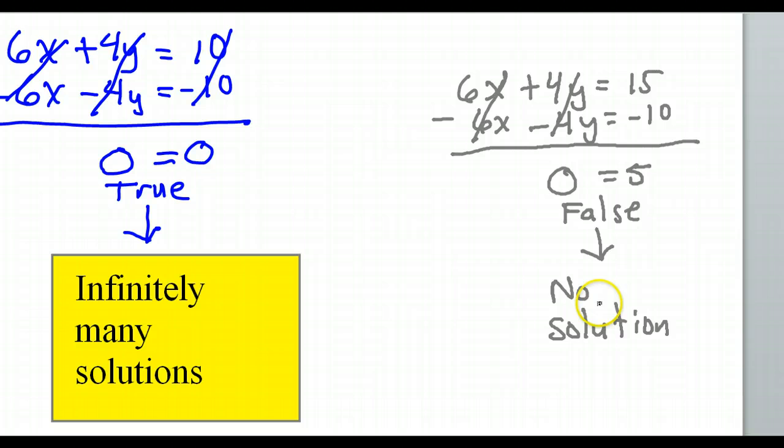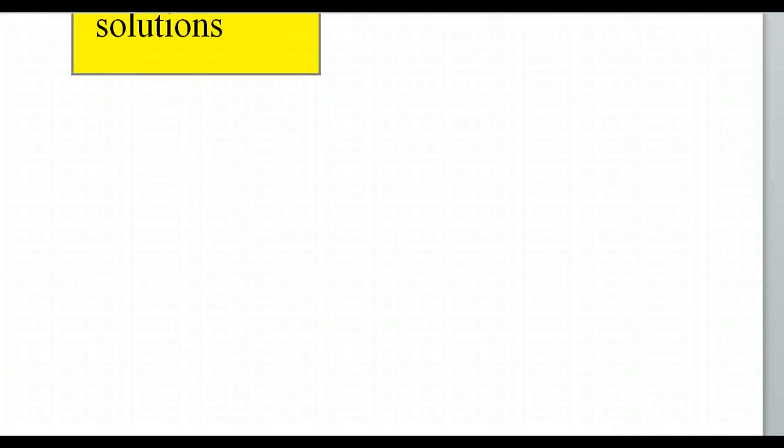Okay, this is not what happened in this particular problem. This is just a hypothetical situation. So just understand, if all the variables cancel out and you get something equal to itself, put infinitely many solutions. If all the variables cancel out and you get something that's not equal to itself, that's when you put no solution. But this is the actual answer. Anyway, I just want to emphasize that because we had a quiz recently and most of us got that wrong.